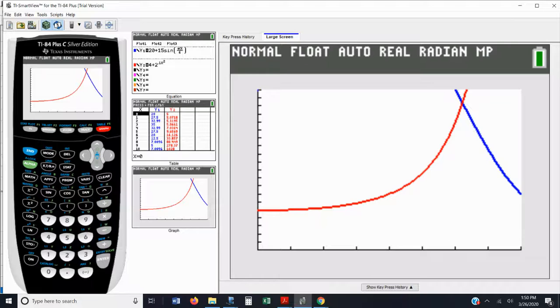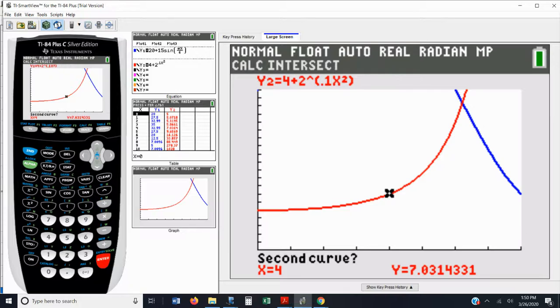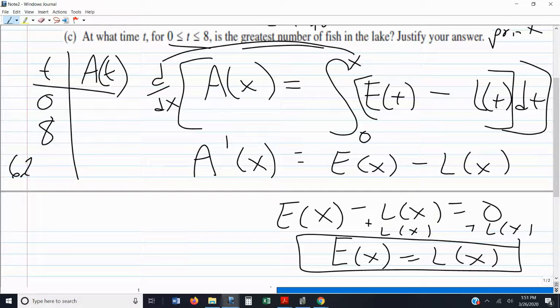And your graph would look like this, and you can do second trace number 5, enter, enter, enter. And we get that intersection of 6.2035644. So that is our critical point, and that's going to be the last number in the chart for the candidates test. 6.20356, I think it's 49. Because it's not the end of the problem yet, we don't want to round.